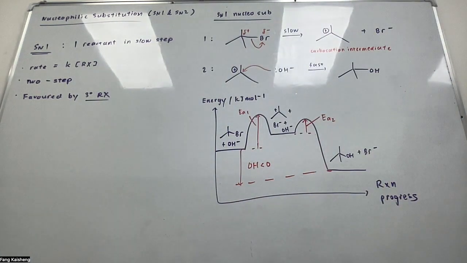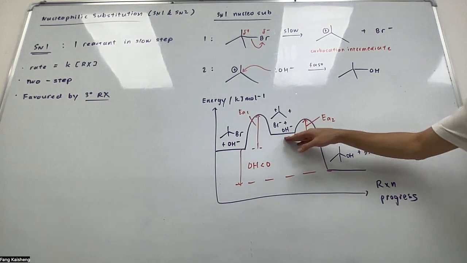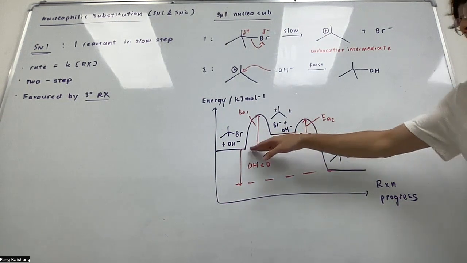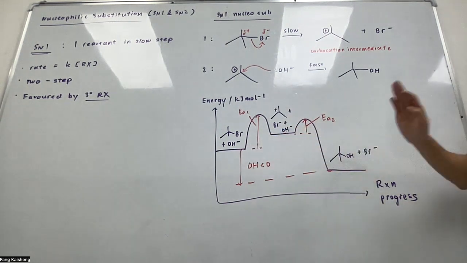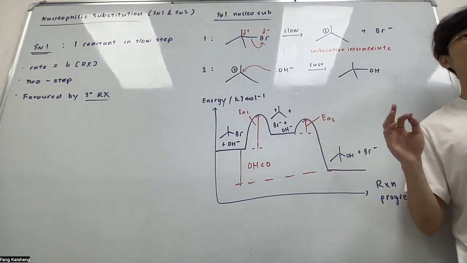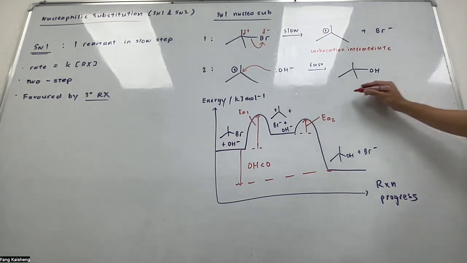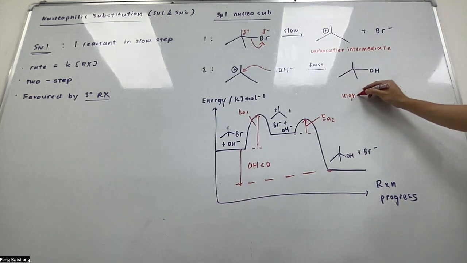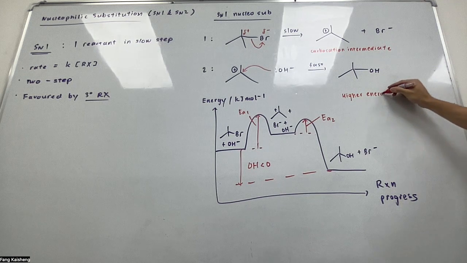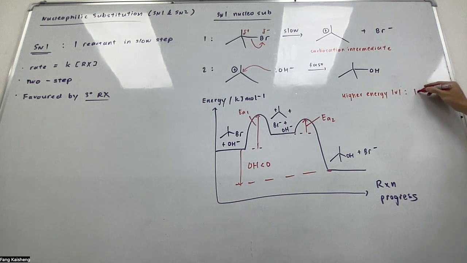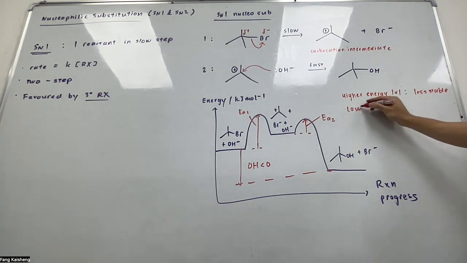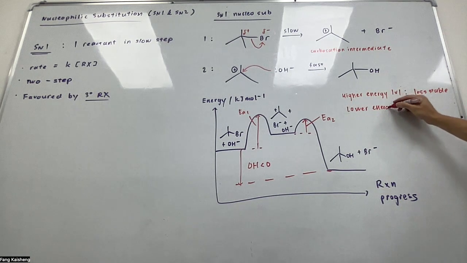Hey guys, can I ask you all: why is it that the intermediate step must be above the reactants and the products? Why must it be above? Let's use this to recap a bit of energetics and kinetics. When you have a higher energy level, you are what? Less stable, good. Conversely, lower energy level means you are more stable.